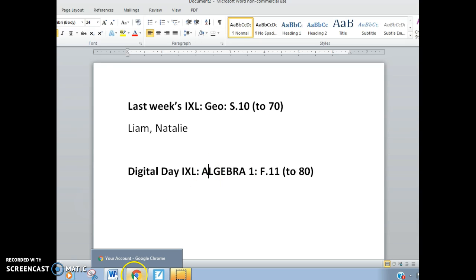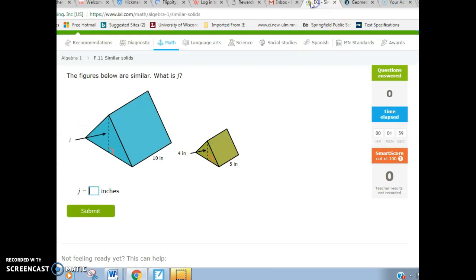So let me open up F11 here. So here's F11 in Algebra 1. It's just setting up proportions and solving. You're not doing perimeter or area or volumes. You don't need to cube or square or do any of this. You're just setting it up and solving it using proportions.